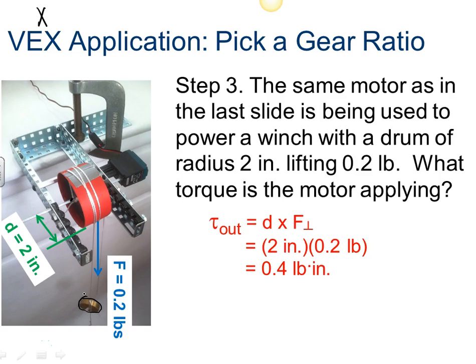So we've got torque out. Tau out is going to equal the distance times the force that is perpendicular to that distance. If you think about it, this winch is essentially a wheel and axle. So we've got a 2-inch radius to the wheel, and we've got 0.2 pounds. That's going to be 0.4 pound-inches, or inch-pounds, either way you want to put it, of torque.